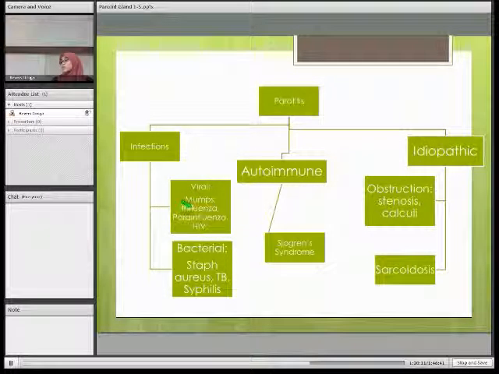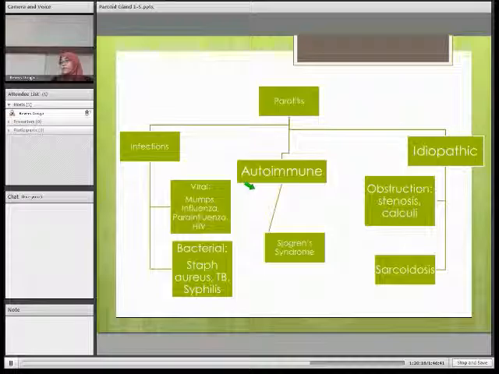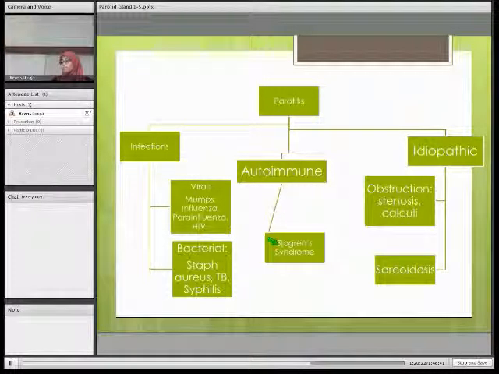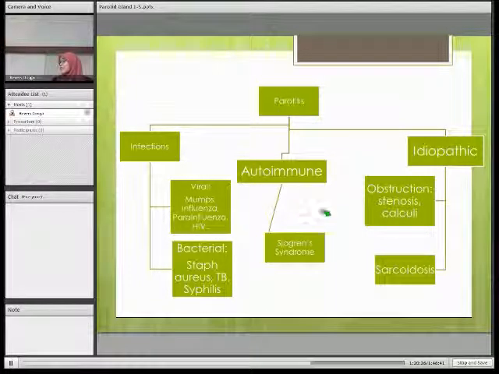So the most common viral infection is mumps, and the most common bacterial is Staph aureus. Autoimmune, again, there are a lot of syndromes causing parotitis, but I'm only going to focus on Sjogren's syndrome. And idiopathic can be due to obstruction and sarcoidosis. Obstruction can be due to stenosis or stone within the parotid duct.